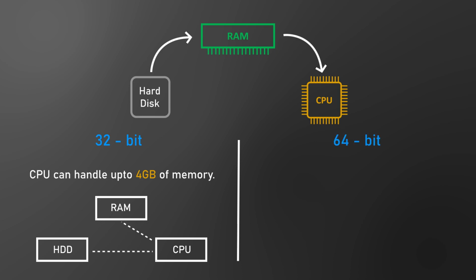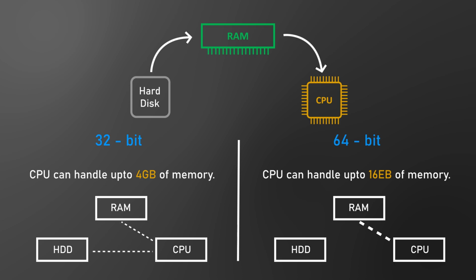But if your system is a 64-bit system, then your processor can handle up to 16 exabytes of RAM. So the RAM can hold a lot more data than 4 GB. And so your CPU can now handle more data from the available RAM in your computer, making the computer a lot faster.